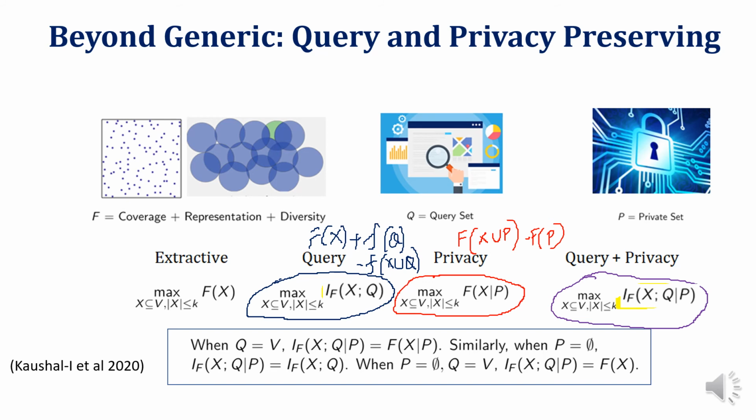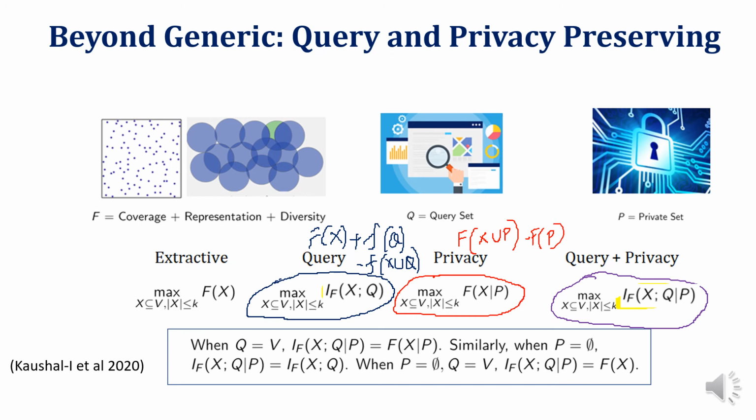We can also generalize through this master optimization problem specified here on the right, f of X comma Q given P, and this can help capture both query and privacy.